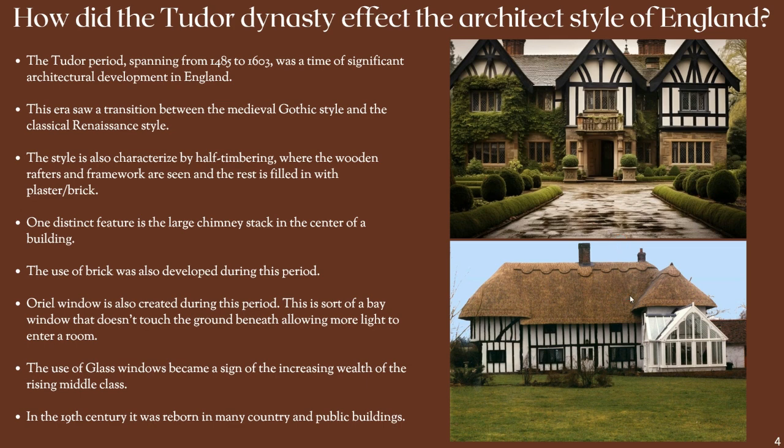The oriel window is created during this time, and it's like a bay window, but it's a little higher off the ground, allowing more light to come through. The use of glass windows became a sign of the increasing wealth of the middle class. In the 19th century, this style was then reborn in England and other parts of Europe and even in the United States.